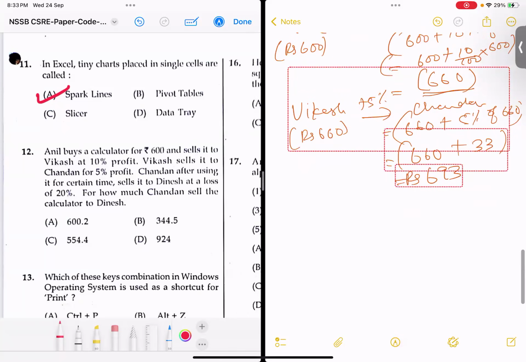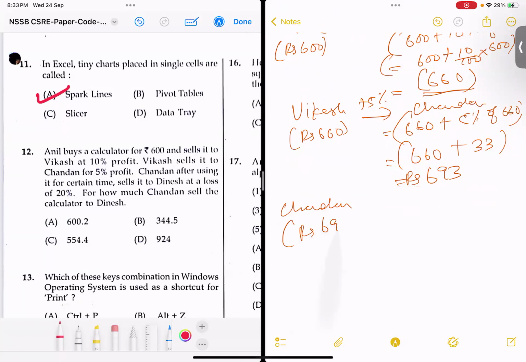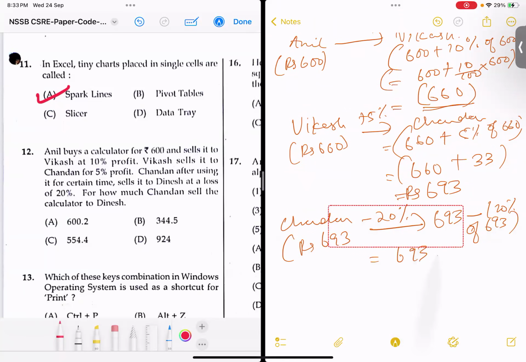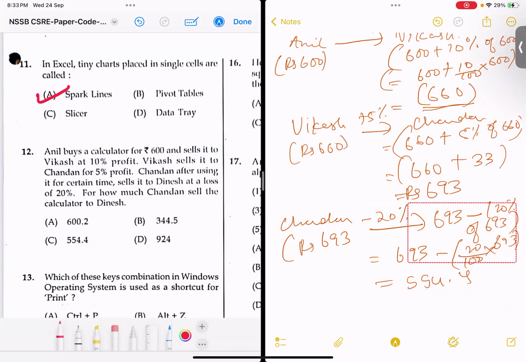Finally, Chandan, he got it for 693, right? Now he's going to sell it at a loss of 20%, which means it should be 693 minus 20% of 693. So it should be 693 minus 20 by 100 into 693. And if you calculate it, you will roughly get 554.4, okay? So the correct option is C.